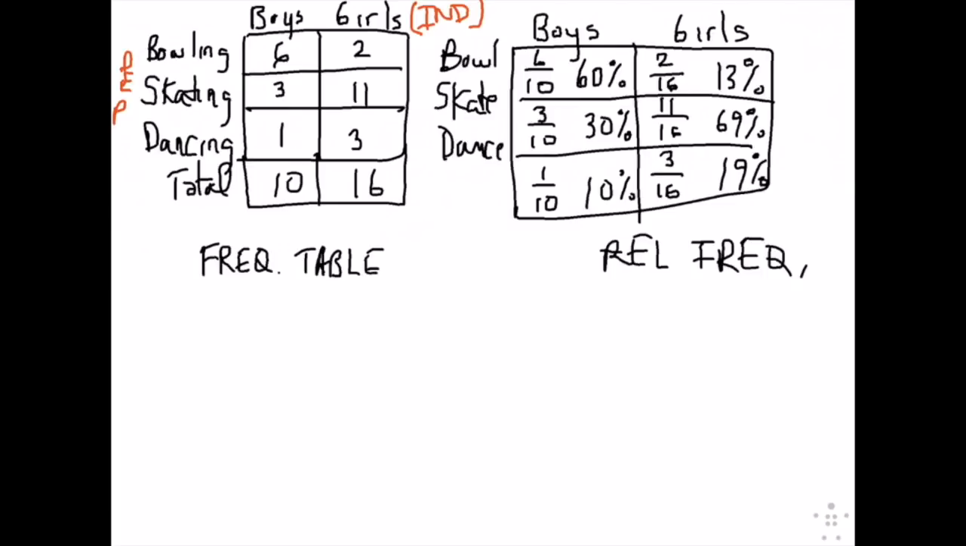So now we created our relative frequency table, and now we need to see if, in fact, the activity is dependent on whether you're a boy or a girl. So now we're going to compare the dependent variables, right? We're going to look at this 60 and this 13. If they're the same percent or very close to the same percent, then there would not be an association or a dependency. In our case, the 60 and the 13 is very different. The 30 and the 69 is very different. And the 10 and the 19 is different.